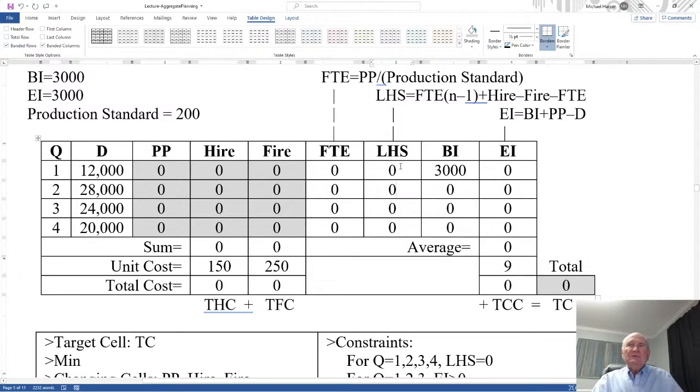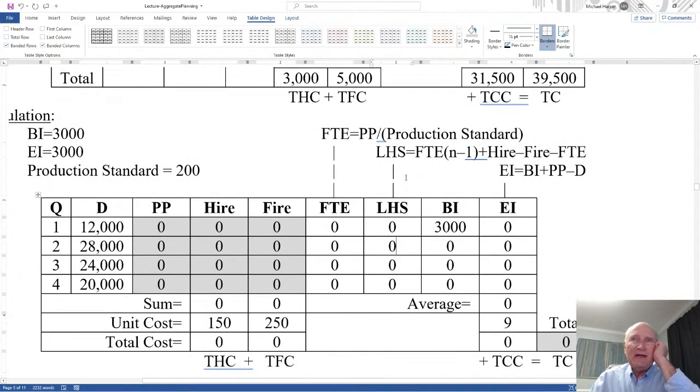Okay? So first of all, the FTEs. The FTEs right here is saying, I want my production plan divided by my production standard, and that'll give me my FTEs. But then let's look at quarter 2 here.